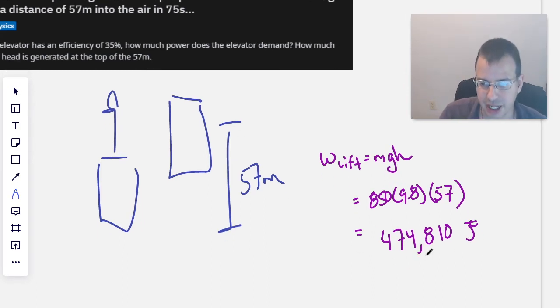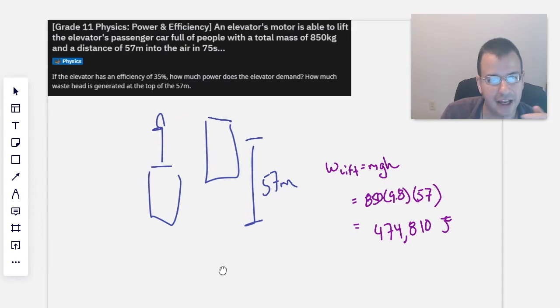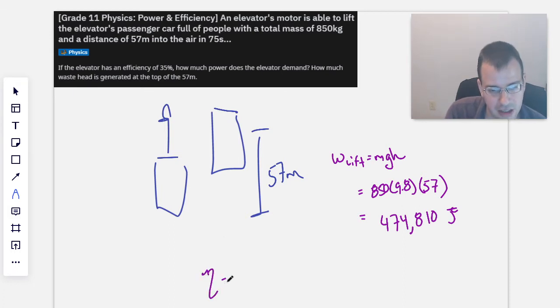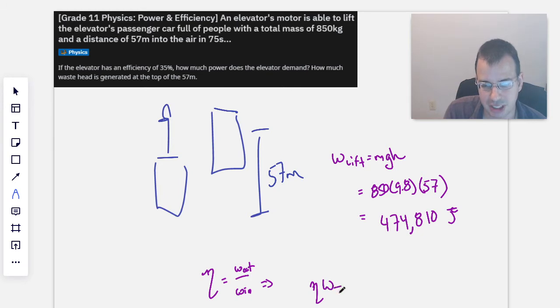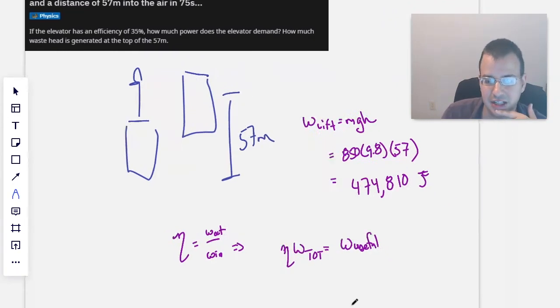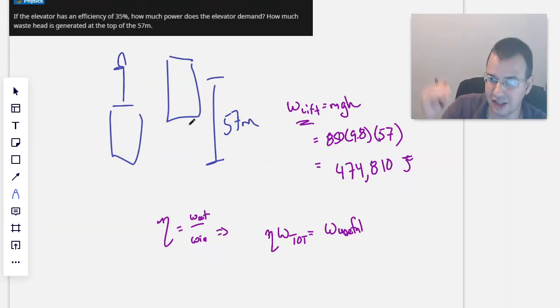So with this information now, we can find out the total power, the total energy that's used. So efficiency, I'm going to write this as a little eta, is work out divided by work in. Or to do this differently, we could say that efficiency times work total is going to give us work useful, the work that we're concerned about. In this case, the work we're concerned about is the work done to lift the lift, so to speak.